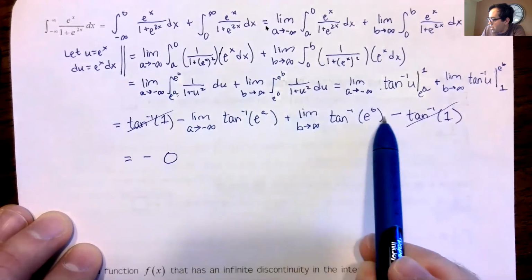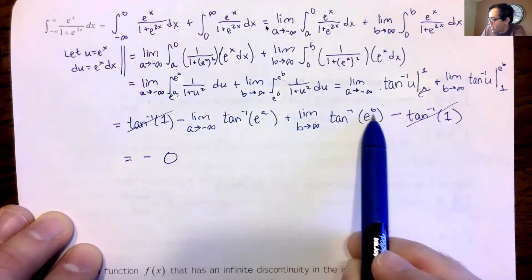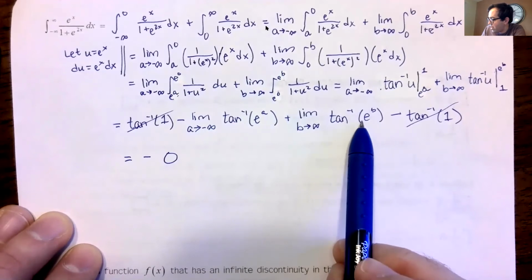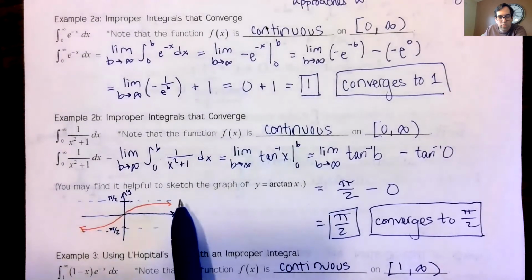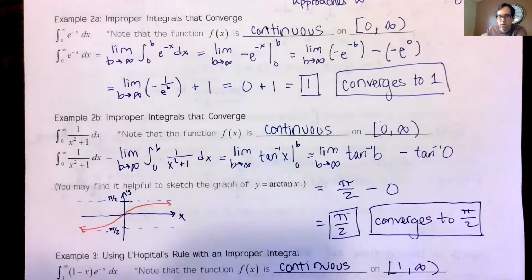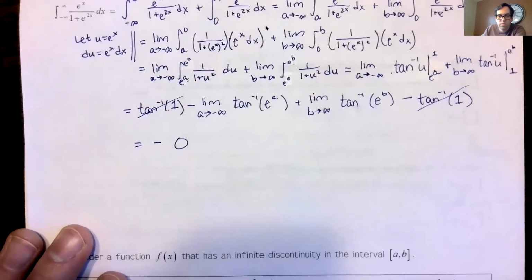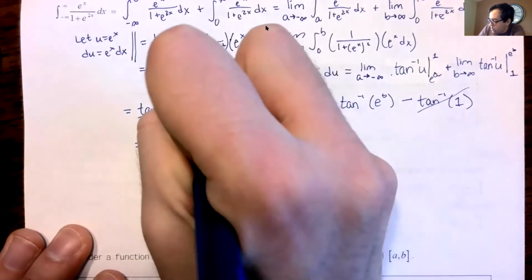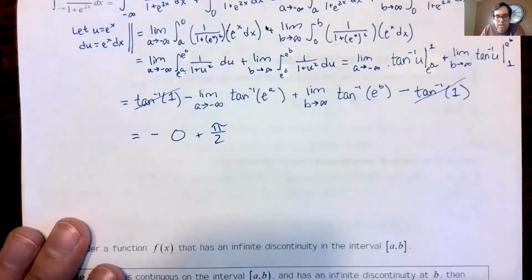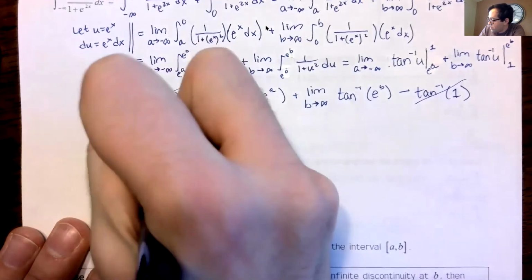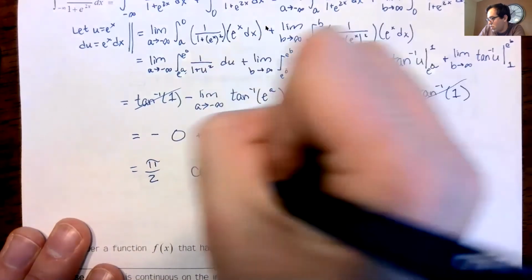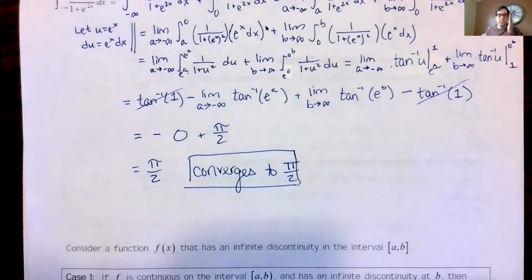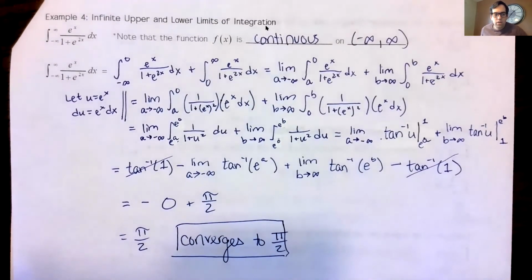plus, as b approaches infinity, e to the infinity is going to mean that this internal part here approaches infinity. So the arctan of infinity, we saw before, the y value approaches this horizontal asymptote of pi over 2. So we've got negative 0 plus pi over 2, which is going to sum to pi over 2. So this converges to pi over 2. After all that. All right. So again, sorry about that mix up halfway through that question, but that converges to pi over 2.